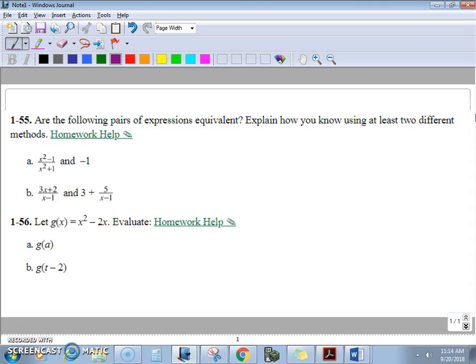Question 155. Are the following pairs of expressions equivalent? Explain how you know using at least two different methods. Okay, so let's just simplify A. X squared minus 1 over x squared plus 1.